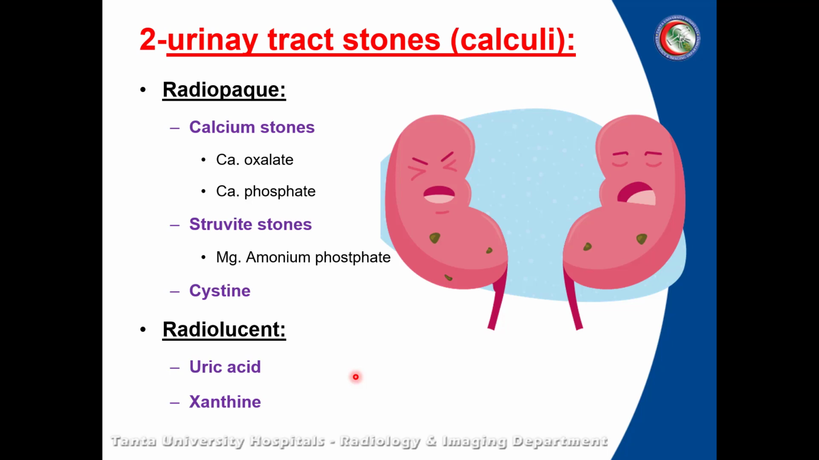We finished the congenital anomalies of the urinary system. Let's go to the second section of the pathology, which is urinary tract stones or calculi. The stones of the urinary system may be radio-opaque or dense on X-ray or CT, or may be lucent. The most important ones in radio-opaque stones are calcium stones, calcium oxalate, calcium phosphate, may be struvite stones or cystine stones, and radiolucent ones are uric acid stones and xanthine stones.